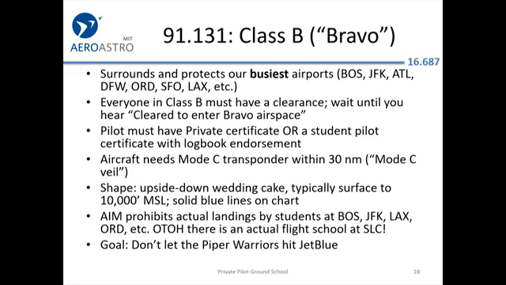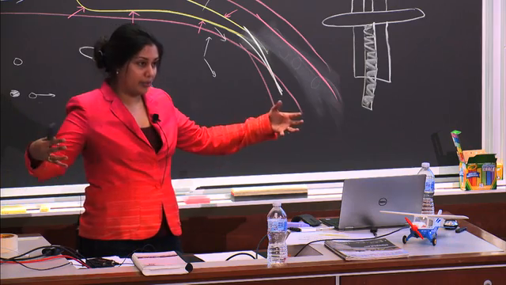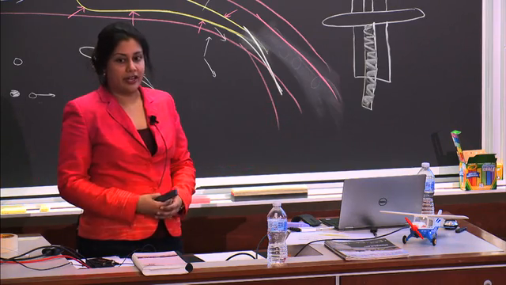Your aircraft also requires specific equipment, and in particular, it needs a Mode C transponder, which basically helps to identify more accurately where the aircraft is. And then we talked about this upside down wedding cake. So typically right in the middle of the wedding cake, right around the airport, it's from the surface to 10,000 feet, but it goes out wider starting at a higher altitude.